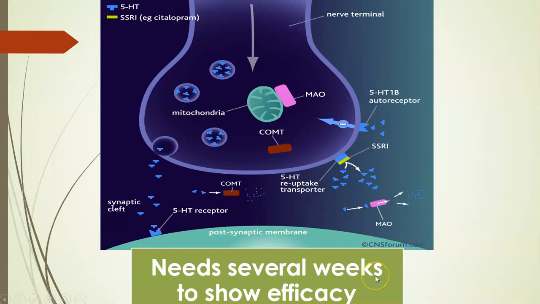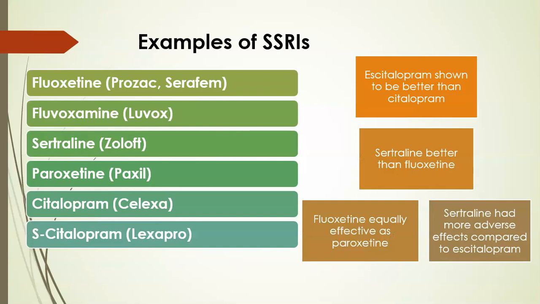And as I said earlier on, antidepressant drugs take several weeks to show efficacy, and the reason has been explained to you in the first part of the lecture just now. Some examples of SSRIs include fluoxetine, fluvoxamine, sertraline, paroxetine, citalopram, and escitalopram, just to give you a few examples.